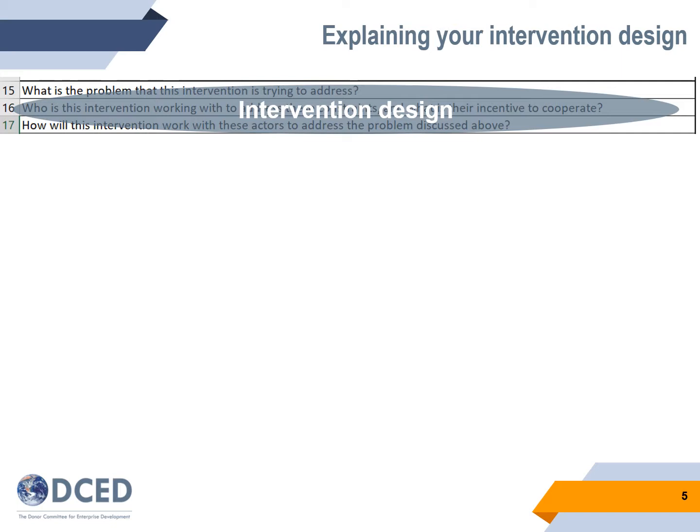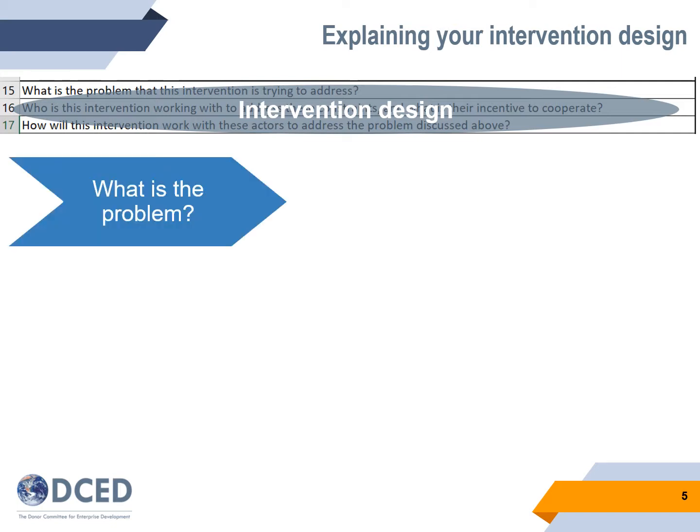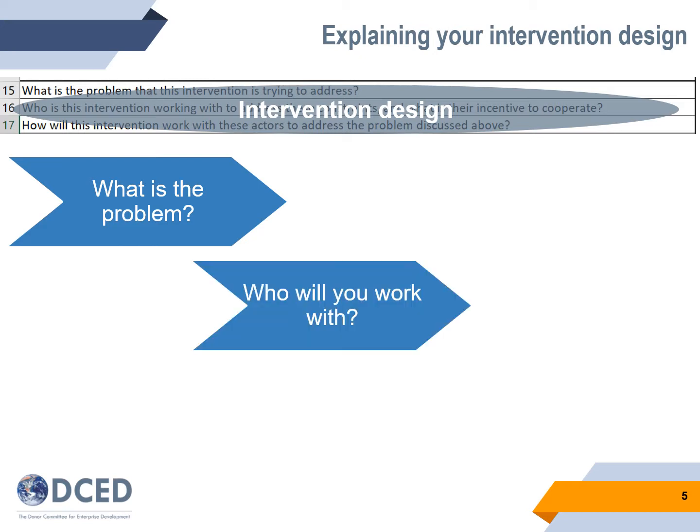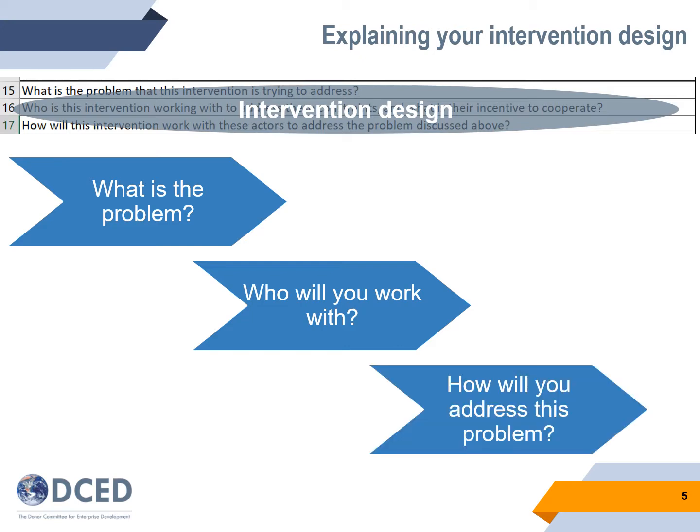A simple way to do this is to start by saying what the problem is that you're trying to address, and a simple text box will explain this. Who are you working with to explain this problem? In other words, who are your key partners? And how will this work with partners address this problem? Often this is something like, what is the business model you are supporting, or what is the innovation you are trying out? But how you phrase this depends on your project.